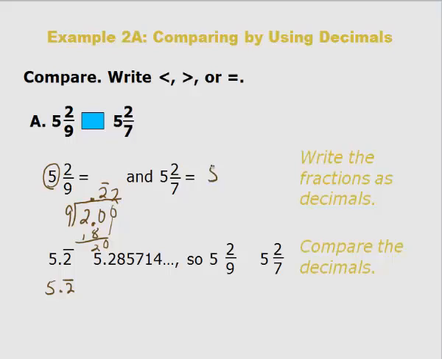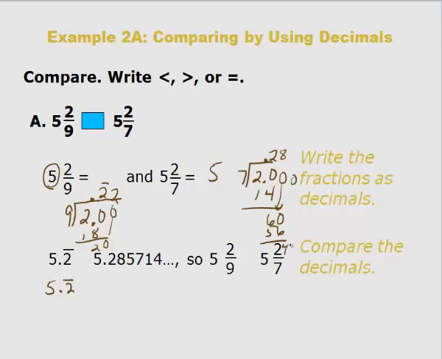2/7 is equal to 5, and whatever the decimal for 7 goes into 2 is. 7 doesn't go into 2, so I add a decimal, and I add the 0. 7 does go into 20 2 times. 7 times 2 is 14. Subtract, add a 0. 7 goes into 60 8 times. 7 times 8 is 56.